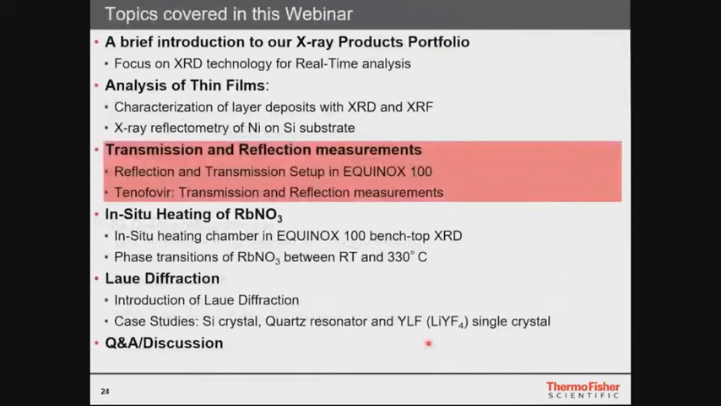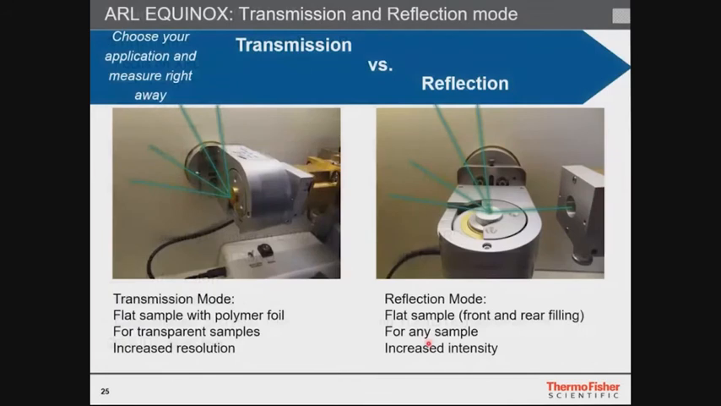The next application is transmission and reflection measurements. And I will show you an example of tenofovir, which is an anti-HIV drug. First, with our benchtop instruments, it's easy to change between reflection and transmission, as you can see here. This is transmission mode, both with the same sample holder, where you can measure flat samples with a polymer foil. This is done for transparent samples and to get an increased resolution.